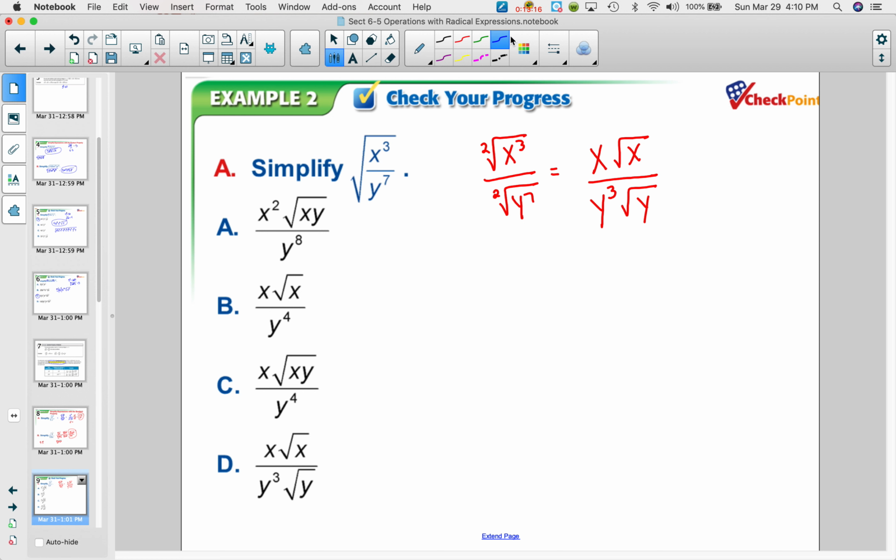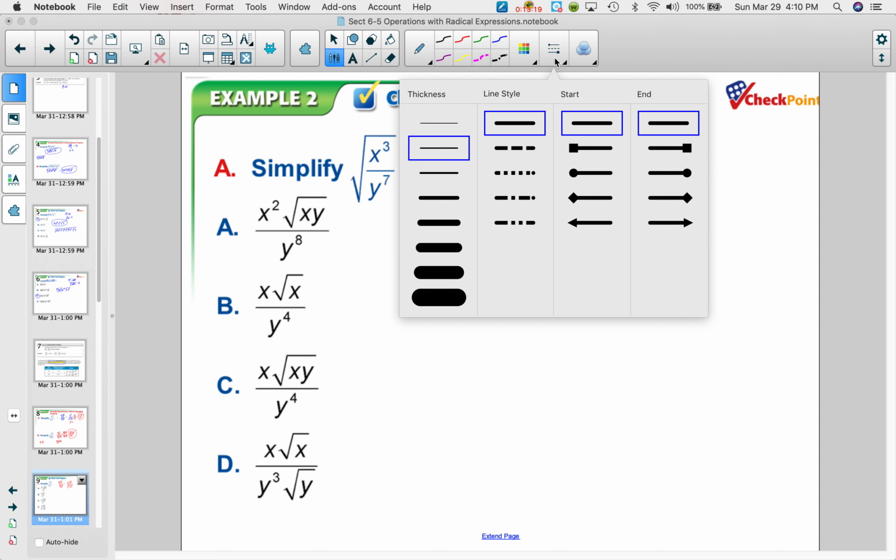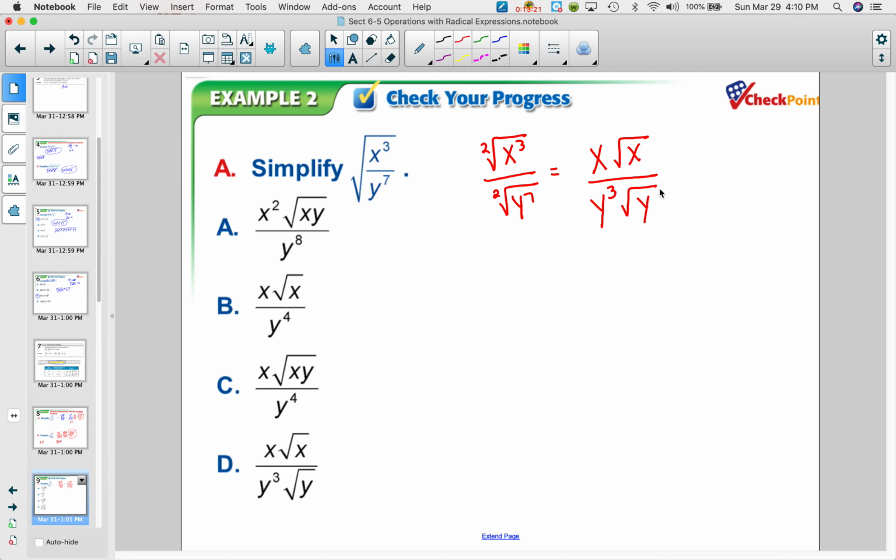So the problem is I can't have this square root of y. I can have a y cubed, that's not a problem. So I just need to multiply the denominator and the numerator by the square root of y. So then now my denominator, I have y cubed, and this is going to give me another y, so I have y to the 4th. And in the numerator, I'm going to have x times the square root of xy. So you should have gotten C for your answer.